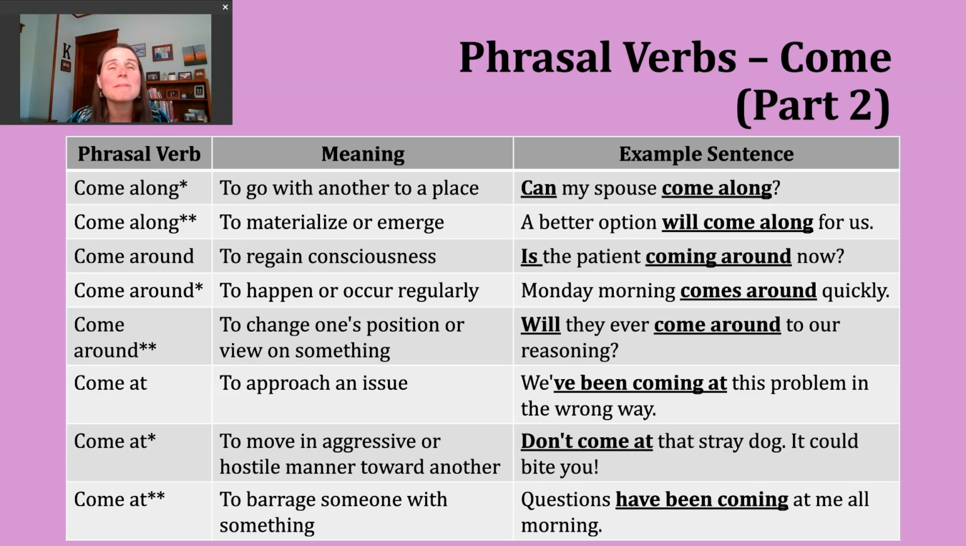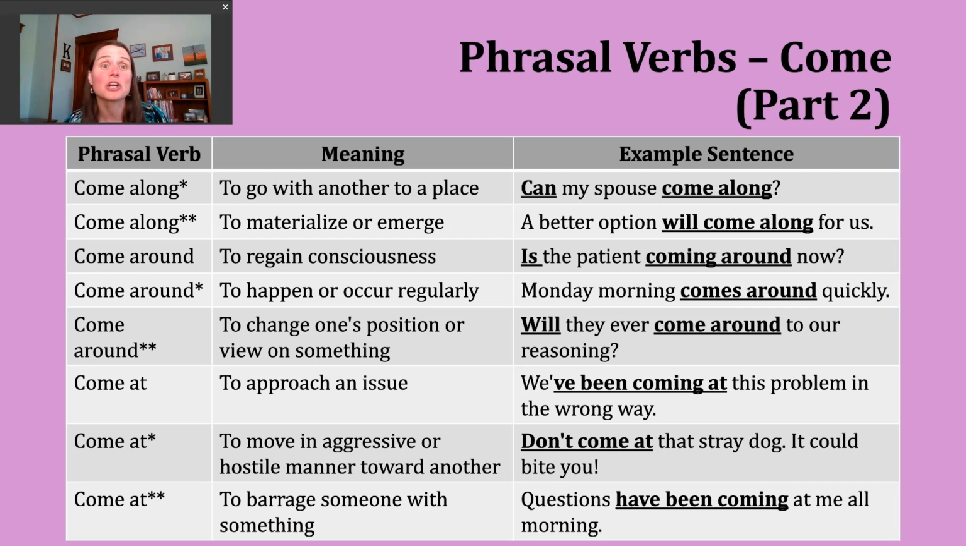Okay? We've been coming at the problem is an example of the present perfect progressive or present perfect continuous. A second way to use come at means to move in a rather aggressive or hostile manner toward some other person. An example of this comes as an imperative, a command. Don't come at that stray dog. It could bite you, right? So don't move closer to it in what appears to be an aggressive or hostile way where the dog is going to feel threatened and possibly attack.